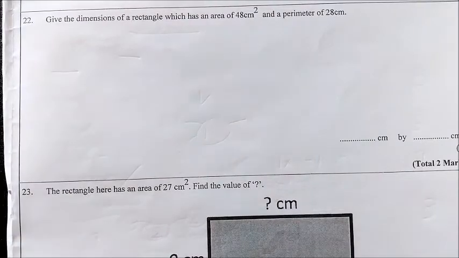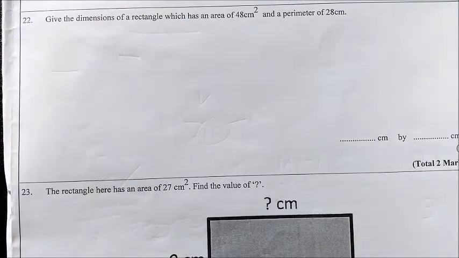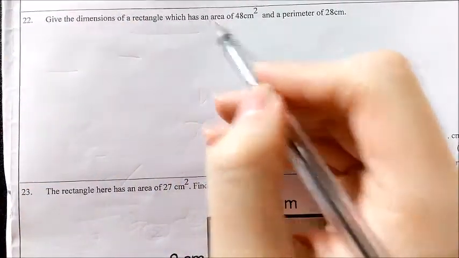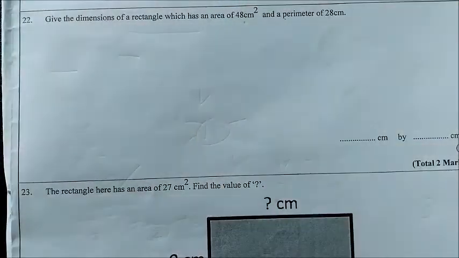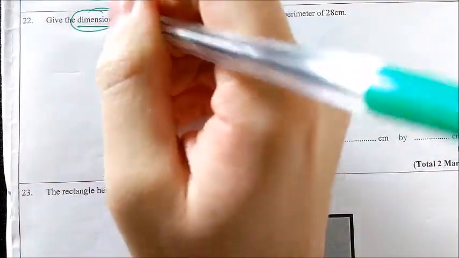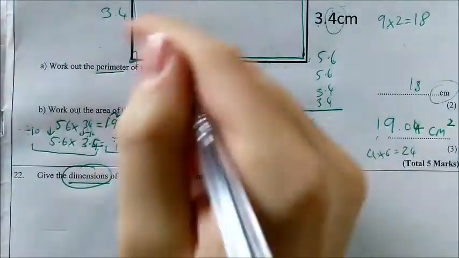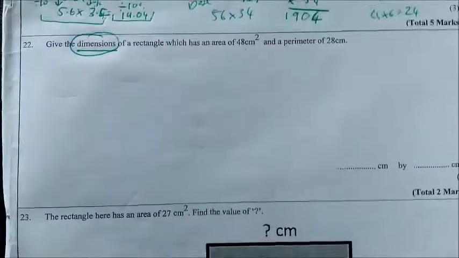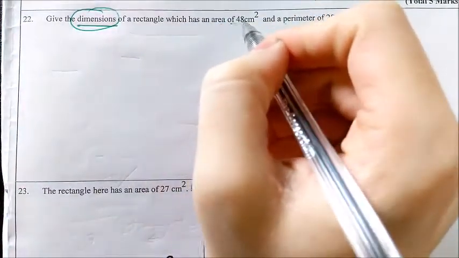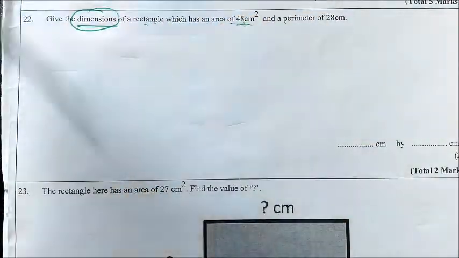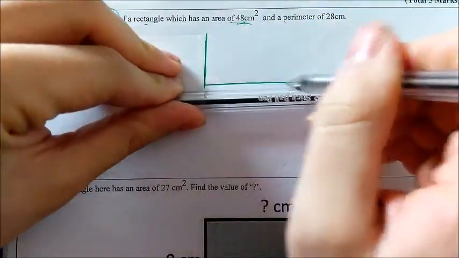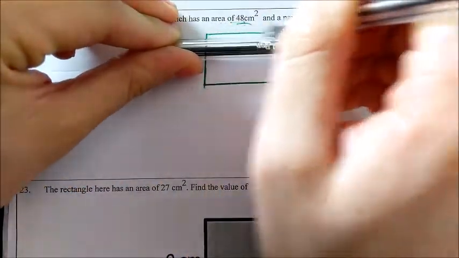And on to question 22. Give the dimensions of a rectangle which has an area of 48 centimeters squared and a perimeter of 28. Now, dimensions just means side lengths. If it has an area of 48 centimeters squared and it's a rectangle, then I know that I need two numbers that multiply together to make 48 centimeters squared.